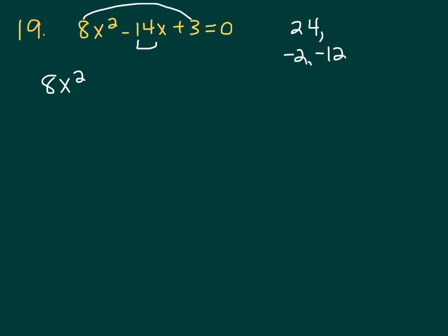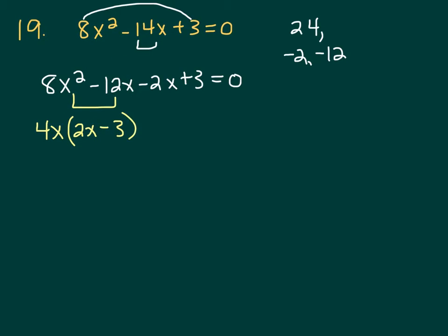So it's 8x squared, and then instead of -14x, it's -12x minus 2x, and it doesn't matter, you can put the 2x first, it's fine. Plus 3 equal to 0. Now factor by grouping. I'm going to group those two. What's common? Greatest common factor is 4x. And then 4x times what gives me 8x squared would be 2x. And then 4x times what gives me -12x would be -3.